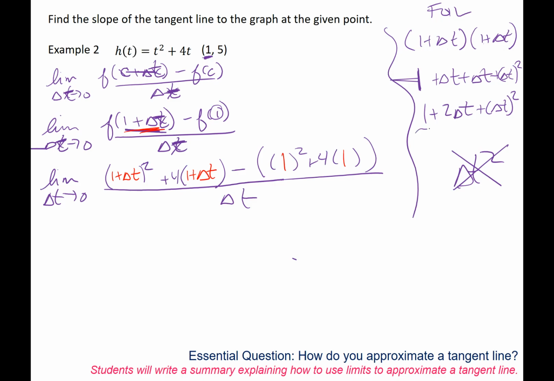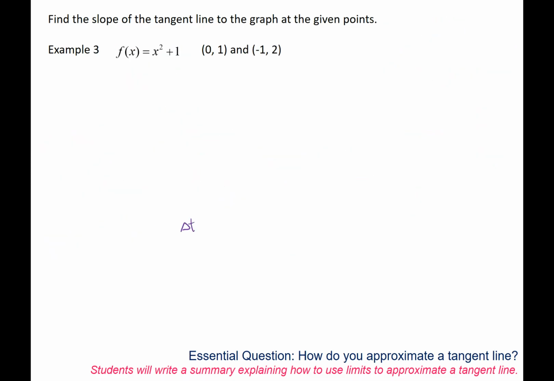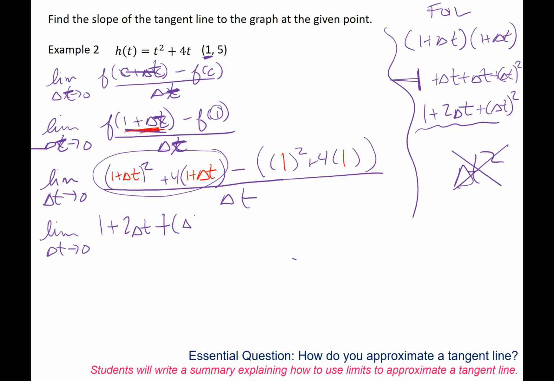All right, can't I now take this and substitute it in for this chunk right here? So that's what I'm going to do. The limit as delta t approaches 0 of 1 plus 2 delta t plus delta t squared minus... What is 1 squared? 1 plus 4 is what? 5. This is not turning out so good, is it?